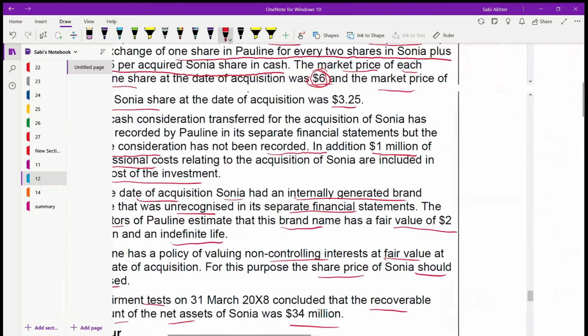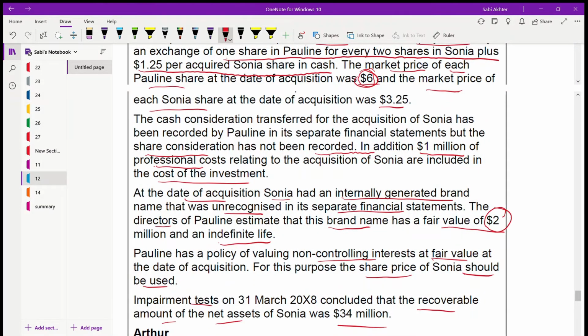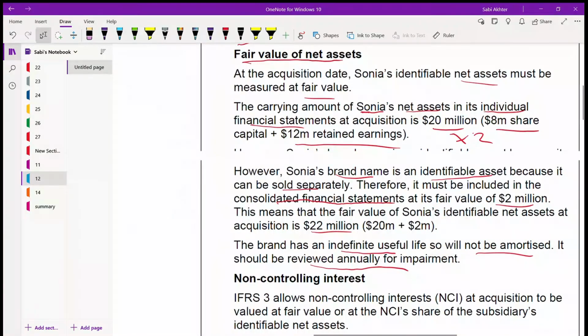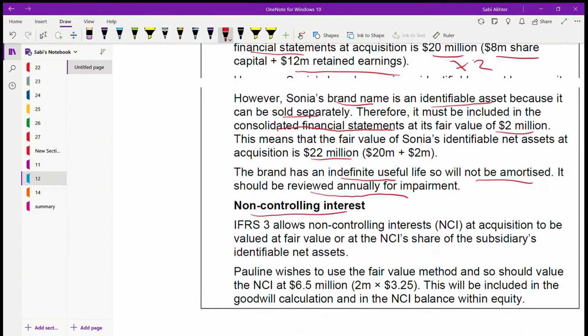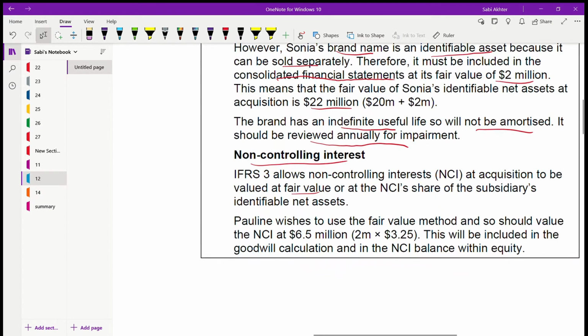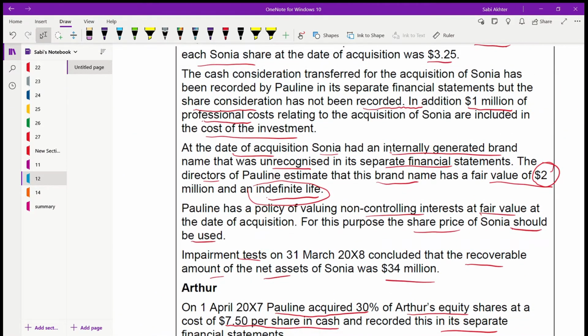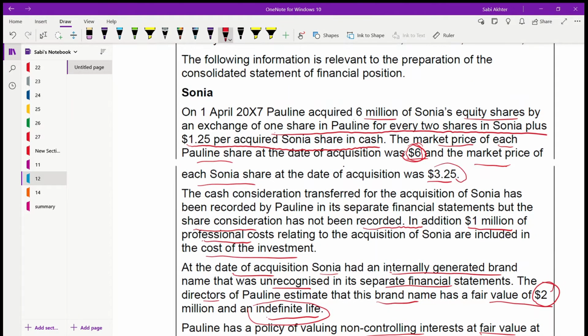So if you see here, the brand value was at a fair value of 2 and it has an indefinite life. So not amortization, but annual impairment you have to review. Coming to NCI. It is the group's policy to measure NCI at fair value in this case. And how are you going to measure that fair value? They told that for this purpose, the share price of Sonia should be used. What is the share price of Sonia at the date of acquisition? It is 3.25.